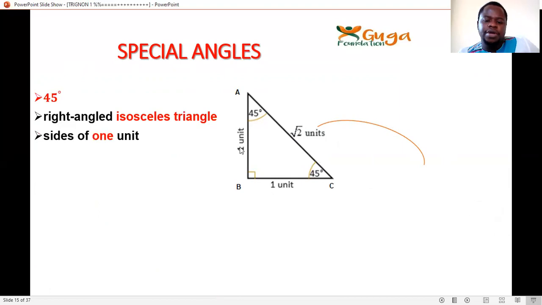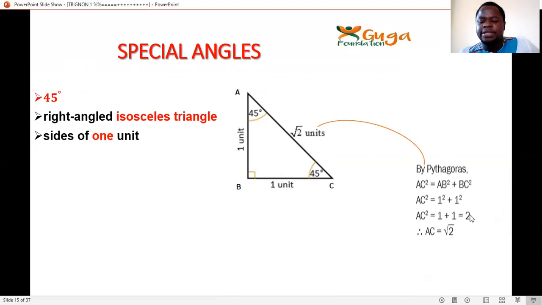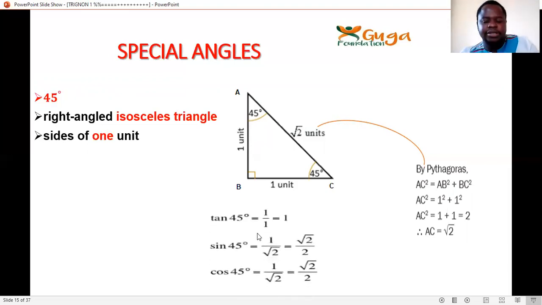So now, if here is 1, it will be 1 squared plus 1 squared, and then you get this side by the theorem of Pythagoras, which will be root 2. Okay, now for us to use tan 45, you can work here or use this, it doesn't matter. So let's use this angle for tan 45. It will be opposite over adjacent, which will be 1 over 1, which is 1.